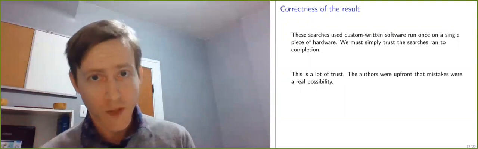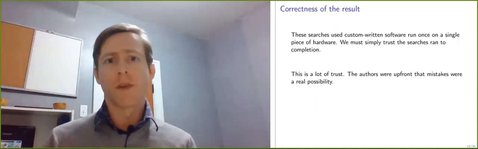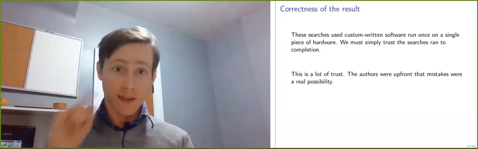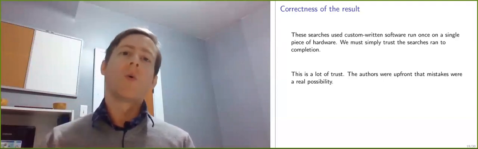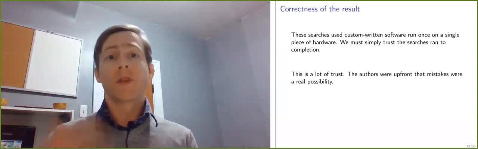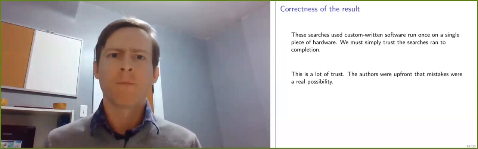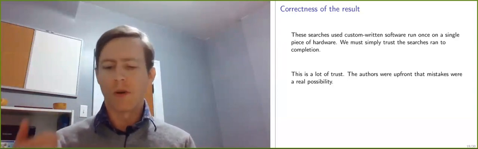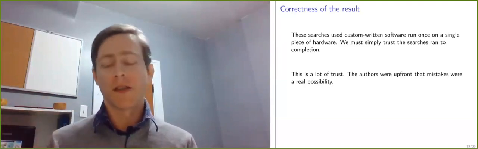Or is it? Because this is not a proof in the mathematical sense of proof. This is an experimental result, because the authors were upfront about what they did. They wrote custom software that was run a single time on a single piece of hardware, and at the end of the day, there were no certificates produced. You just have to trust the computer, right? When the computer says, okay, search is complete, nothing found, how do you know? Maybe there was a glitch. There was either a bug or an administrative error or a hardware error. You just have to trust the computer.